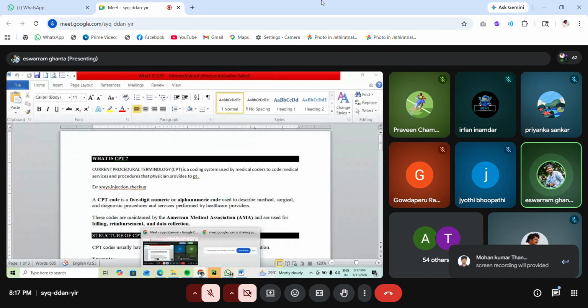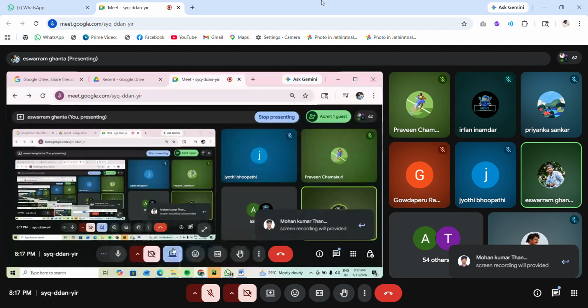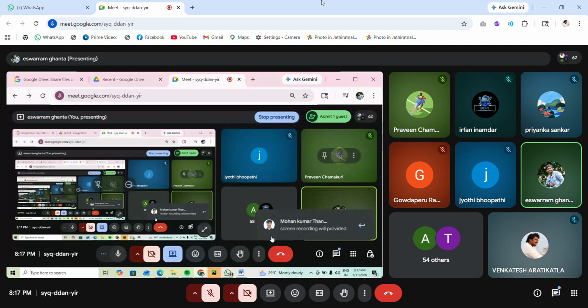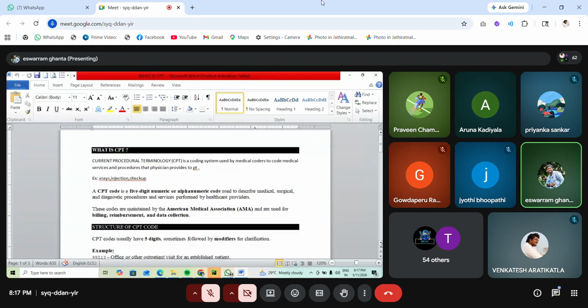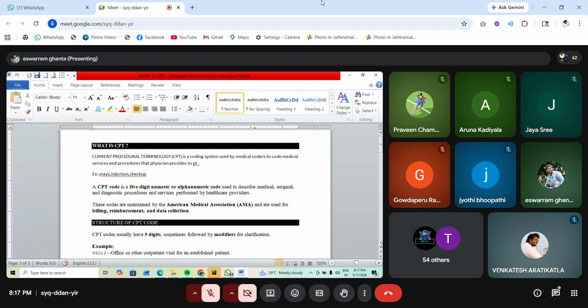Who maintains ICD codes? Who maintains ICD codes, I am asking you? WHO maintains the ICD codes. But here, CPT codes are maintained by the American Medical Association. So this is about the introduction of the CPT.